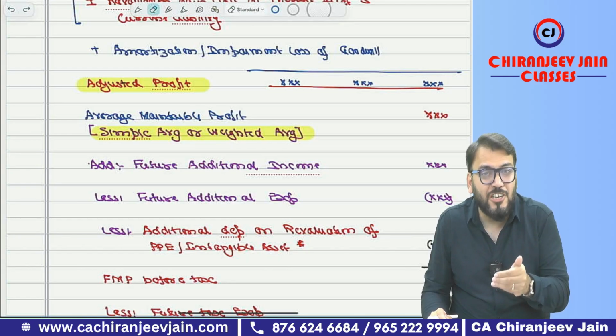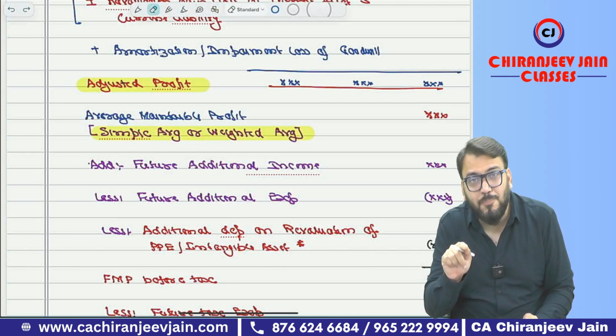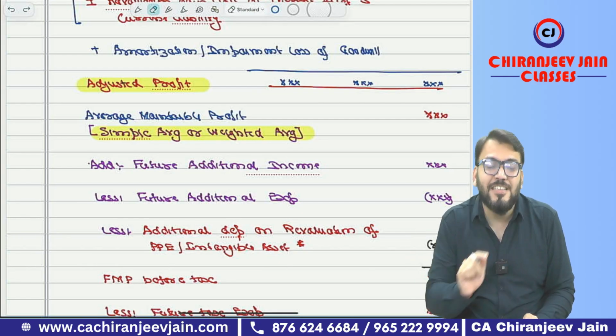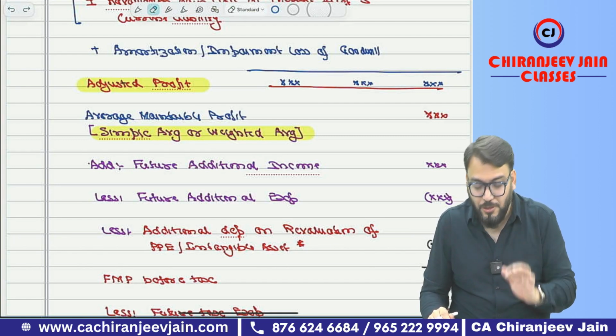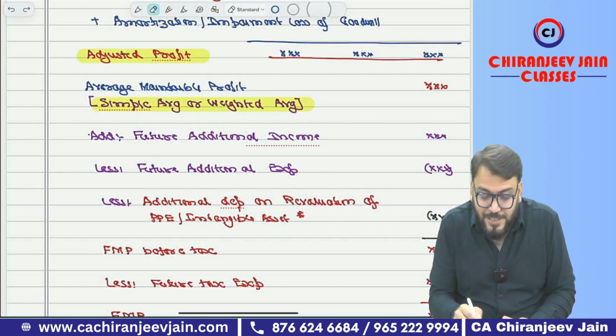But suppose profit percent is not given, then we identify trend in the adjusted profit. If the adjusted profit has an increasing or decreasing trend, then we apply weighted average profit. Otherwise, we go for simple average profit. Okay, so we have understood this point. This is known as average maintainable profit.